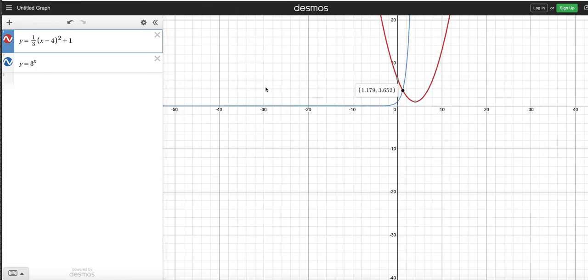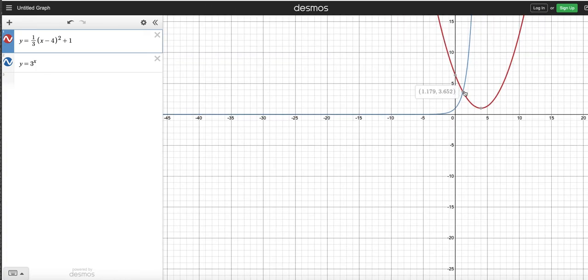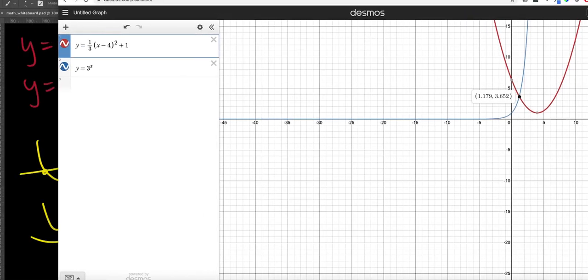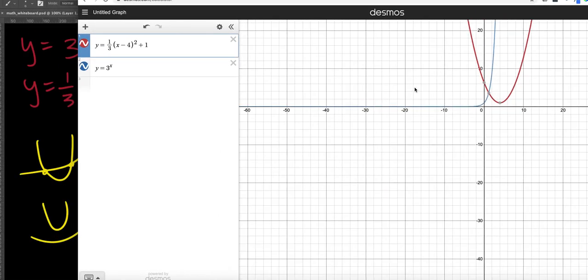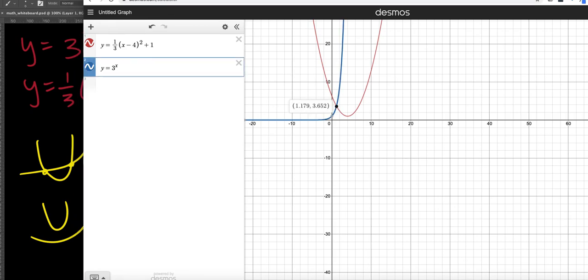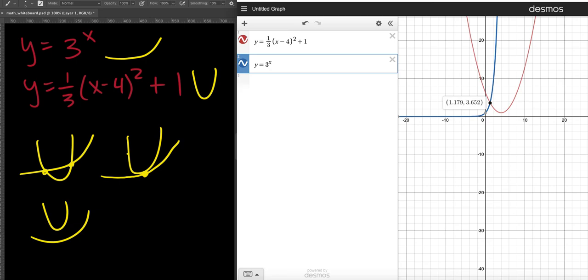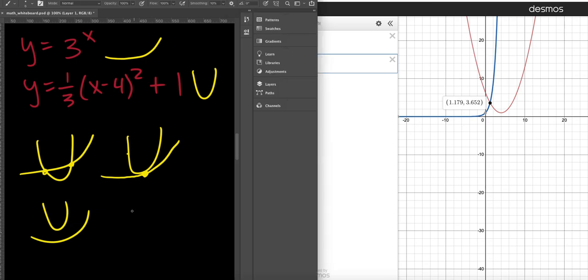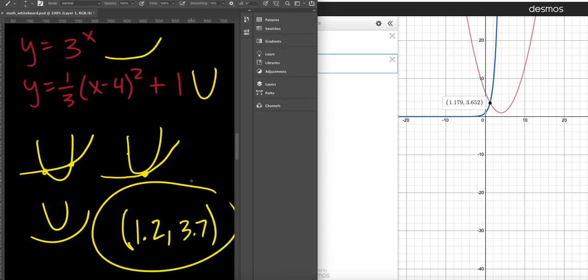So I'll click on that. So it stays on there. Wait, okay, hold on. There we go. So now we just have to write that ordered pair of where they cross. One point 2, if I'm rounding to 1 decimal place, and then 3.7. And so that's the solution.